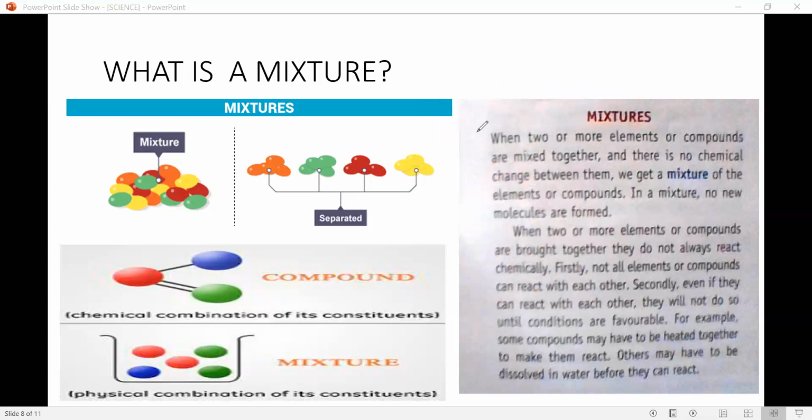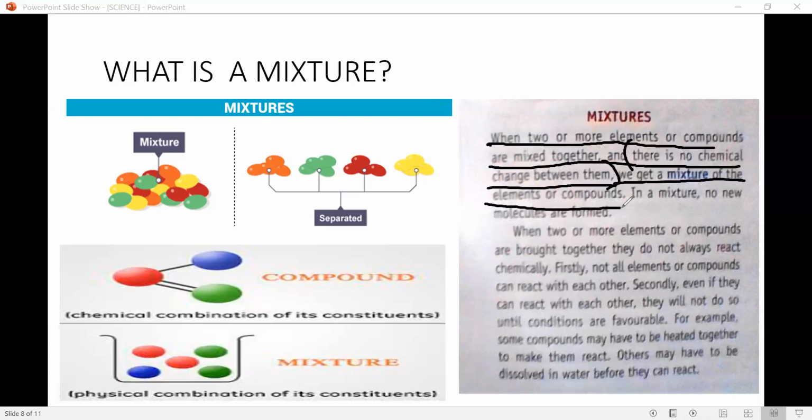Now, if you don't understand this part, let's read this paragraph. When two or more elements or even compounds are mixed together, there is no chemical change between them. This is the main point. We only get a mixture of the elements and compounds. They do not form any types of molecules. Hope that is clear.